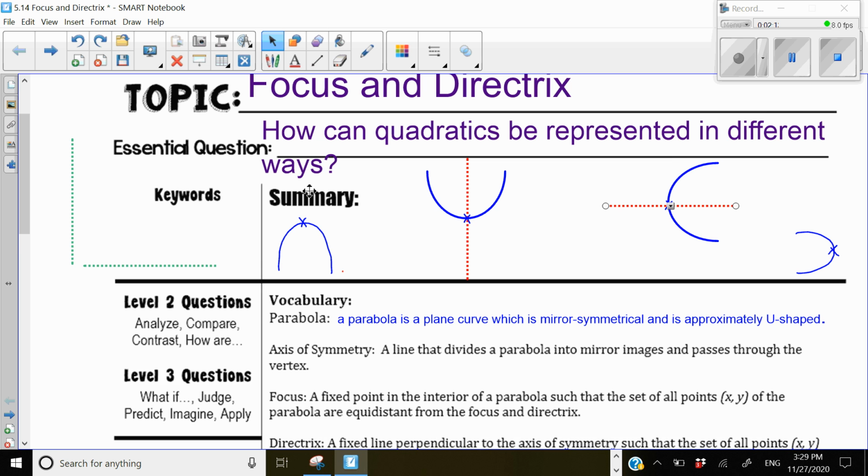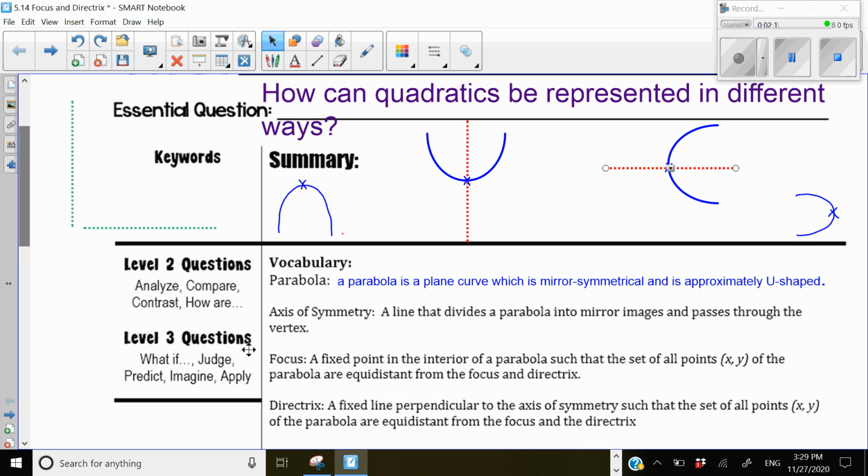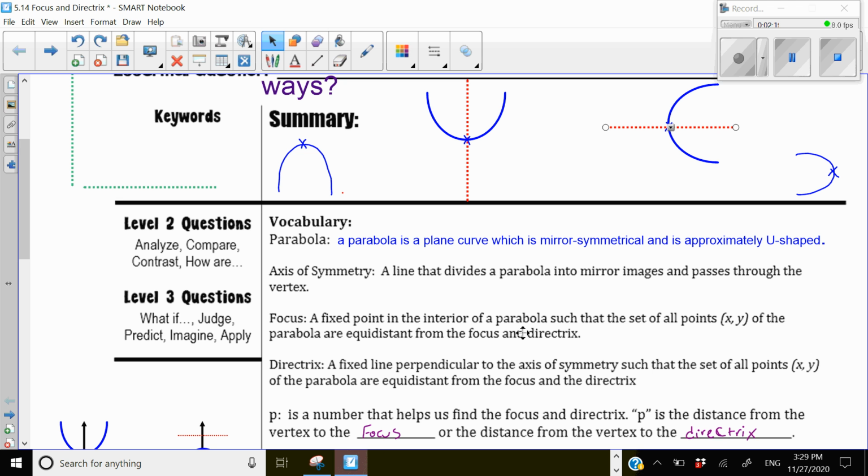Okay. Now, what is focus? Focus is a fixed point in the interior of a parabola such that the set of all points like x and y of the parabola are equidistant from the focus and directrix. And what is directrix? It's a fixed line perpendicular to the axis of symmetry such that the set of all points like x and y of the parabola are equidistant from the focus and directrix.